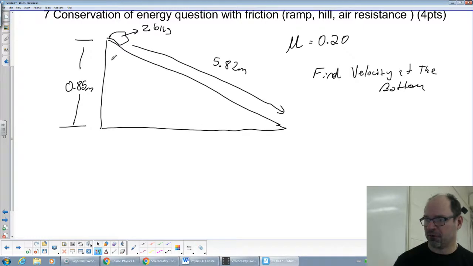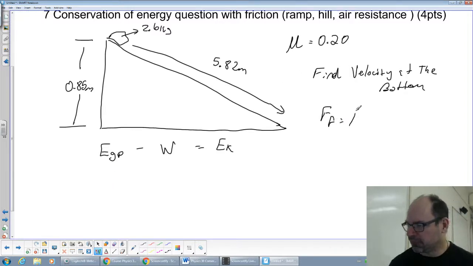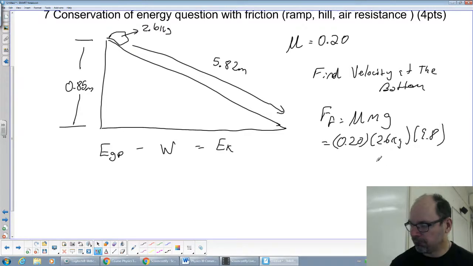Okay, so what we've got, if you're off pause now, is we have some gravitational potential energy, losing some to work done by friction, equaling some kinetic energy at the bottom. So that's essentially what we're going to do. The first thing we have to do is find the force of friction. So force of friction equals mu mg, so 0.20 times 2.6 times 9.8. If we multiply all those together, we get our force of friction.